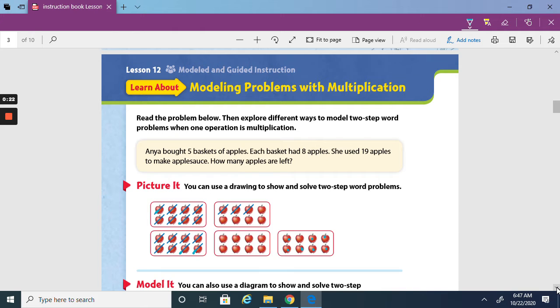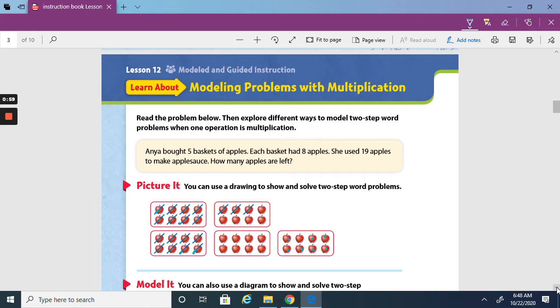The directions say to read the problem below, then explore different ways to model two-step word problems when one operation is multiplication. So we're going to continue to talk about two-step word problems, and we're going to work on modeling those problems if one of the operations is multiplication. Remember, please, that there are 4 operations in math. There is addition, subtraction, multiplication, and division.